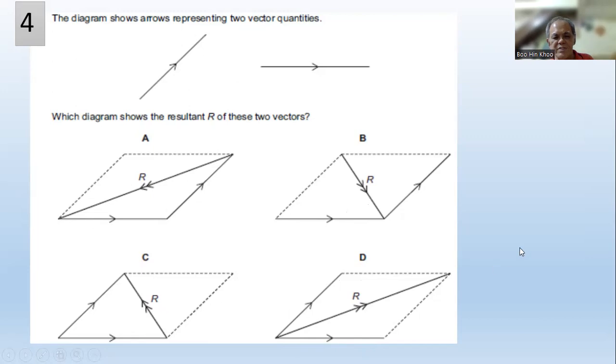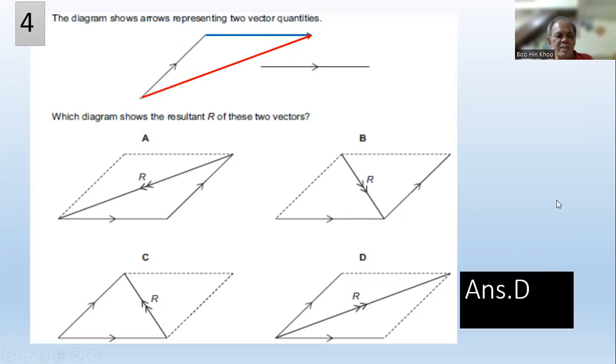Complete the parallelogram, there's the resultant. Or I can draw it out on the diagram. There's this vector plus this vector, there's the resultant. So that's the answer, B.